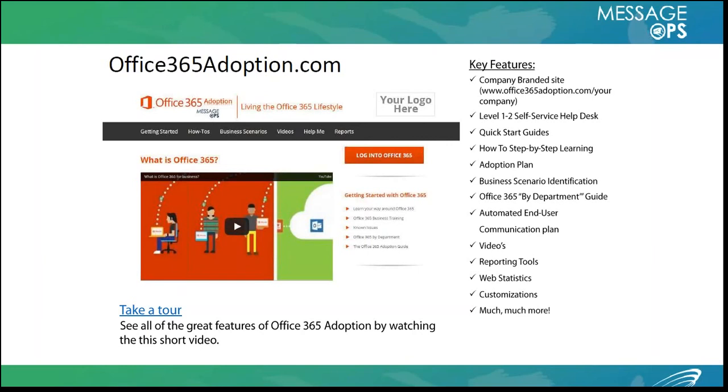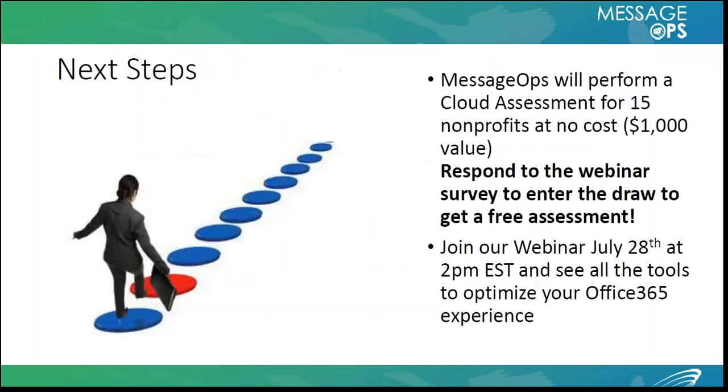Office365adoption.com site that we can customize for each one of you, put your logo in it, put your own quick start guides that are adapted for your enterprise, and really help your end users take the most advantage of all the tools that are out there, all the way from Exchange through SharePoint, through OneDrive, through OneNote, and you heard about how important OneNote is, all the way through SharePoint and so on, and really help your end users get the most out of Office 365.